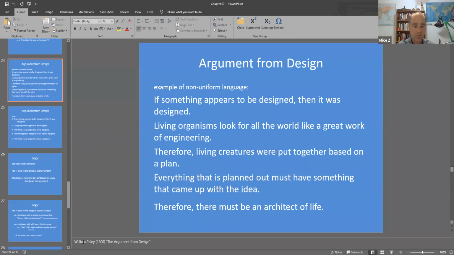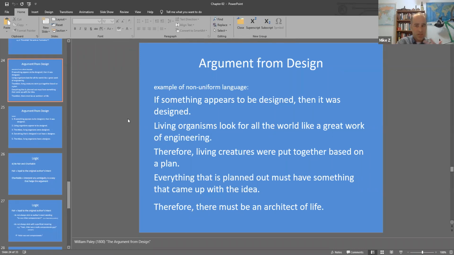It comes from William Paley. It's called the argument from design. And it's actually an argument in favor of why we should believe that God exists. So if something appears designed, then it was designed. Living organisms look for all the world like a great work of engineering. Therefore, living creatures were put together based on a plan. Everything that's planned out must have something that came up with the idea, so therefore there must be an architect of life.